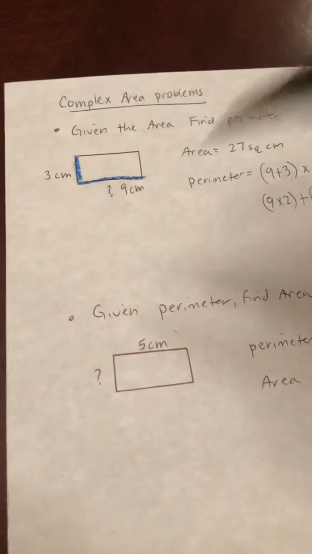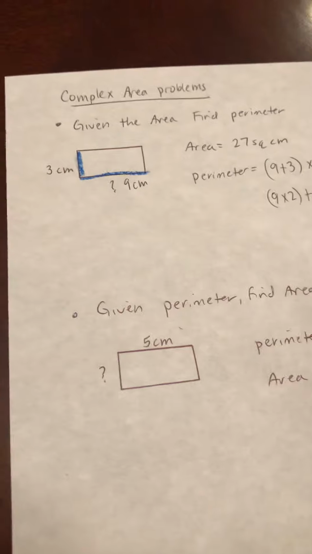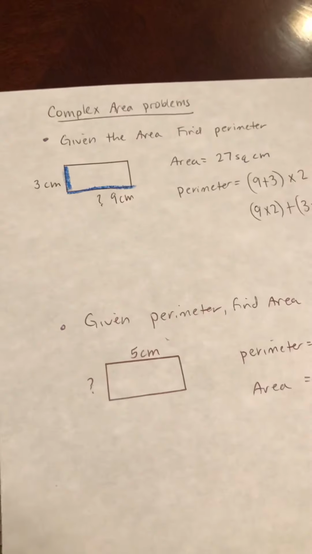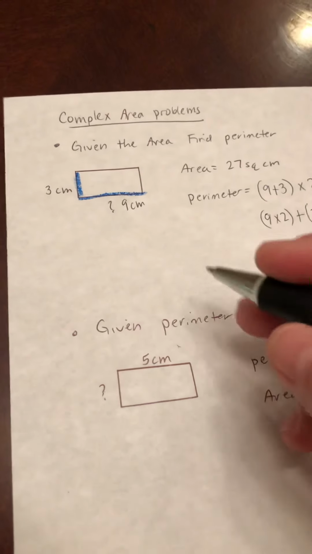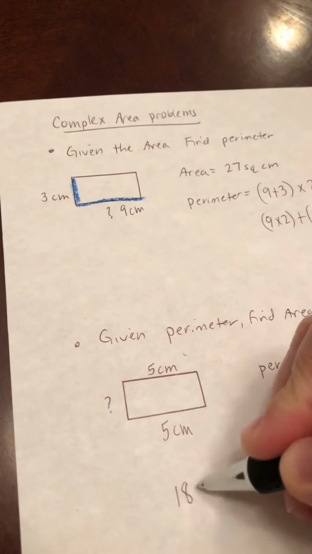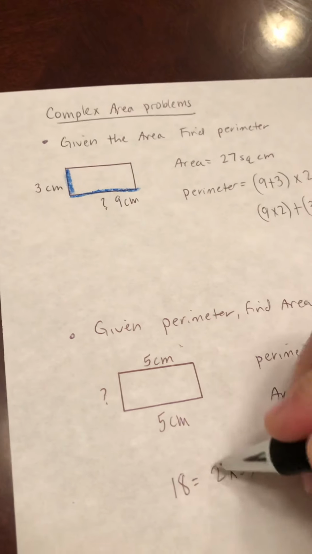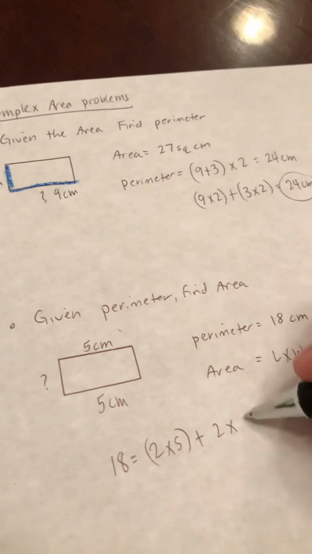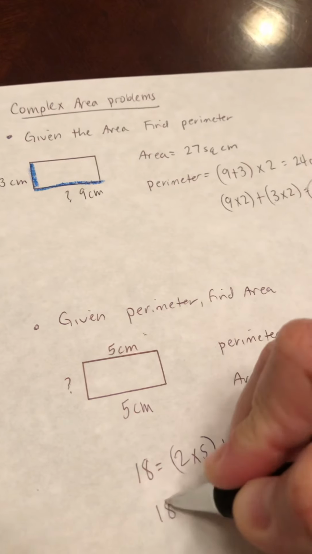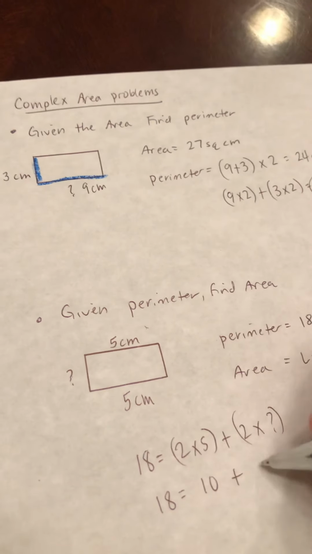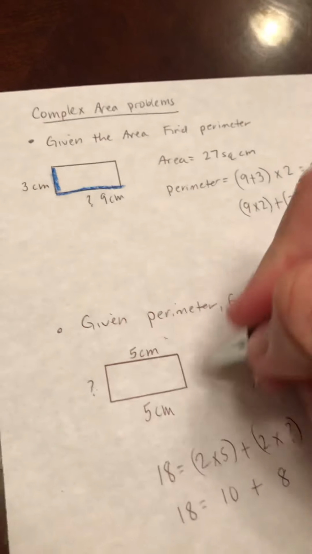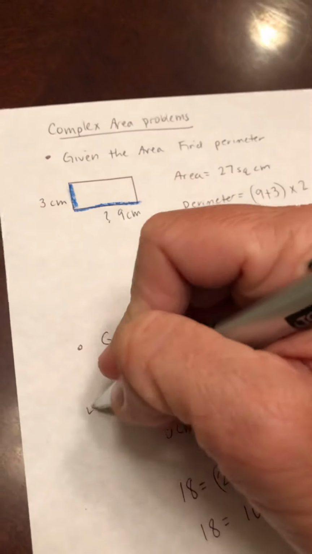All right, so this one works the other way. This is given the perimeter, can we find the area? Well, in order to find the area, we need to know the length times the width. But I don't know the width here, so we're going to work backwards. So if I know my perimeter is 18, I know this has to be 5 centimeters too. So 18 is equal to 2 times 5 plus 2 times some unknown number. Well, the 2 5s together, that's 10. So 18 is equal to 10 plus 8. So that's not 8. Both of them together are 8. So each one of them is going to have to be 4 centimeters.